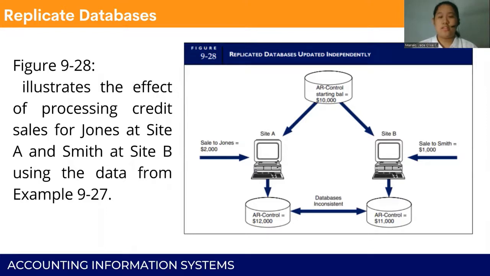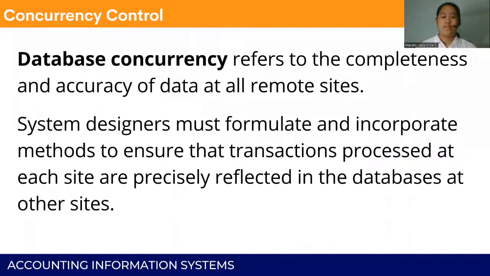Figure 9-28, pinapakita ng illustration na ito yung effect ng processing credit ng sales na para kay Jones sa site A and kay Smith sa site B using the data from earlier. After processing, the value displayed for the common AR control account is inconsistent. So, merong $12,000 at site A and $11,000 at site B.